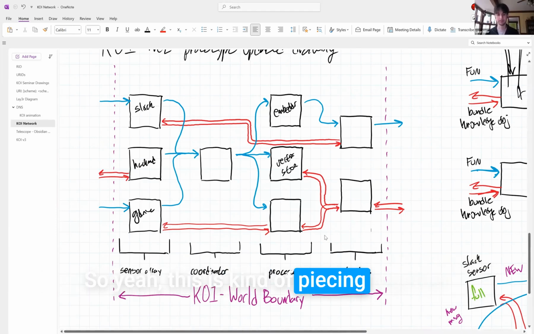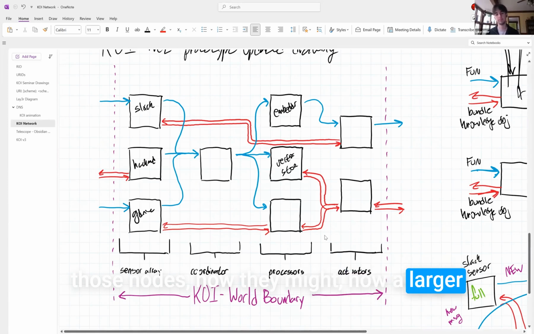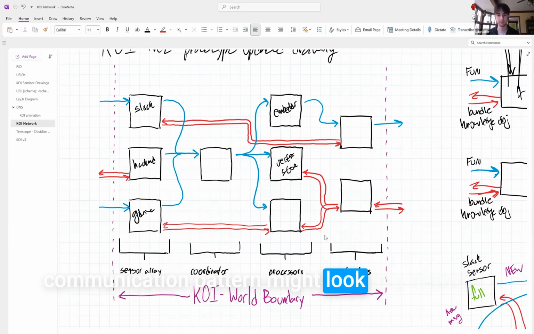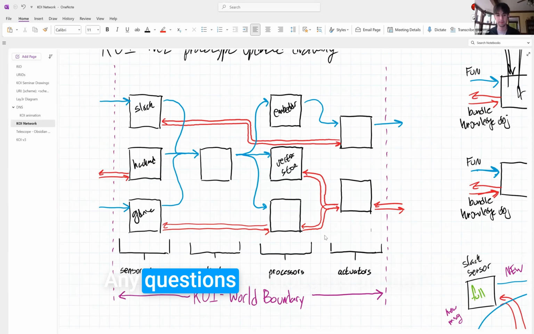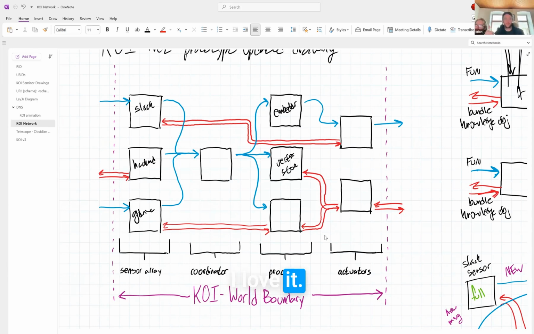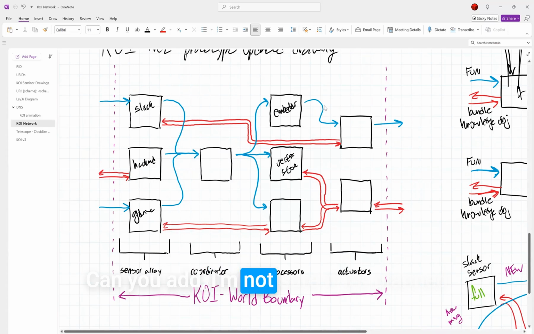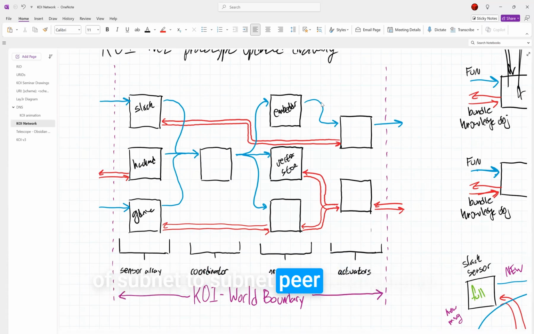So this is piecing together those nodes, how a larger communication pattern might look in a network. Any questions or thoughts on that? I love it. Does it make sense? Can you add, I'm not sure if it's planned for next, but just a brief overview of the idea of proxy nodes and the subnet to subnet peer relationship? I think that's a good place to go. Okay.